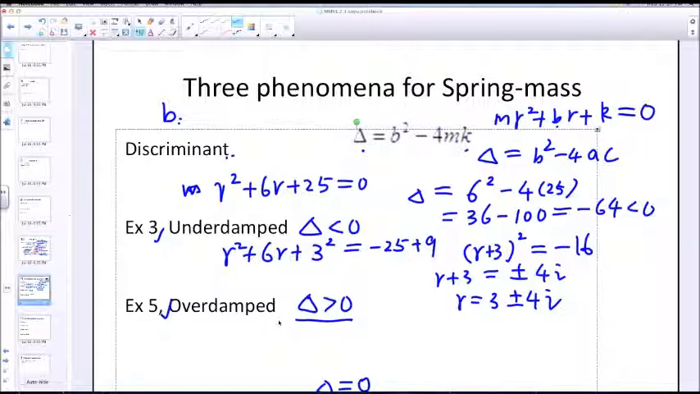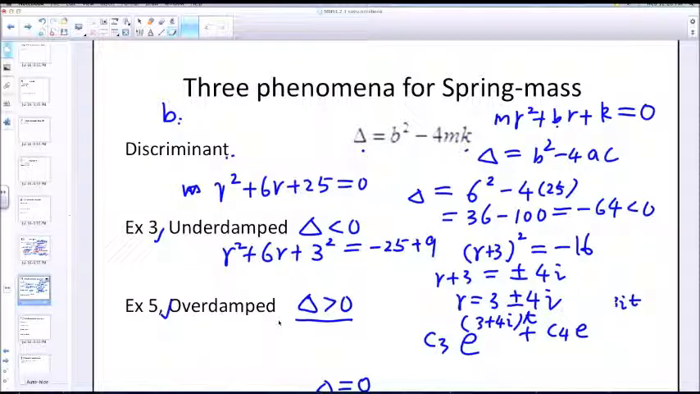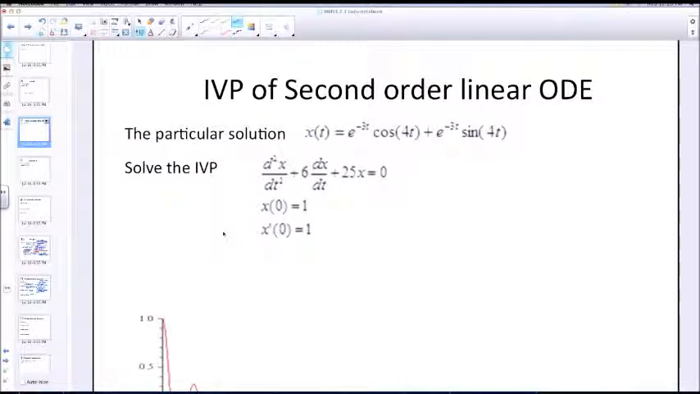And now your solution will look like this. C3 plus C4, let me put it this way, consistent. That will be 3 minus 4i, this. Then you say, wait a moment, that's not right. It's not what I need, and what I want, it doesn't make sense. Does not make sense. Why? I will know this is my solution.